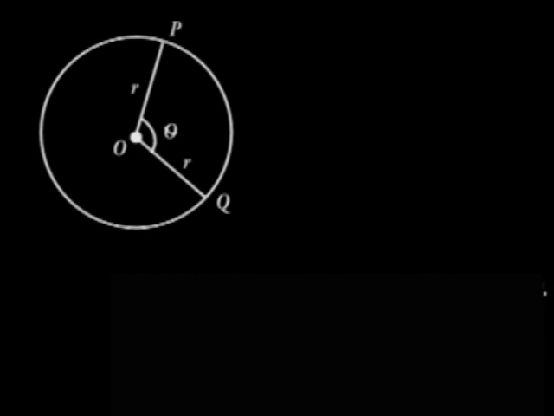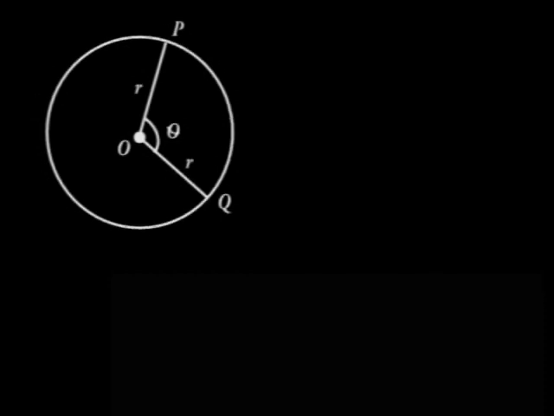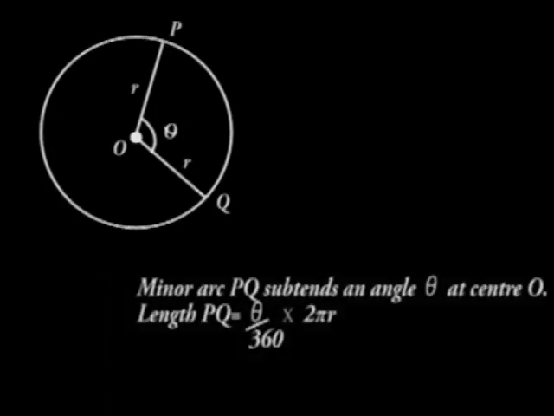Consider the circle below. The minor arc PQ subtends an angle theta at the center O. Length PQ is given by theta over 360 times 2 pi r.